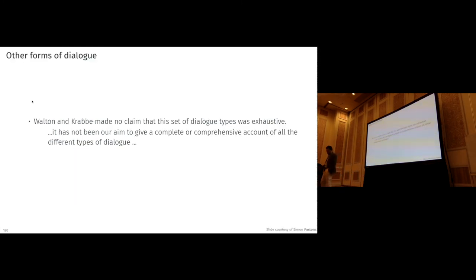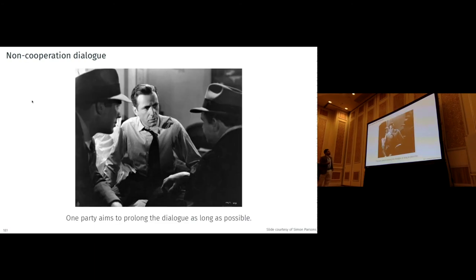Now, Walton and Crabb were very influential from 1995. They actually did much more than just this taxonomy. I invite everybody to read the book. It's a lovely book. But there were also other types of dialogues that were not involved there, like a non-cooperative dialogue. I hope that that is never going to happen in the case of machine learning, but that is something that you need to be aware of.